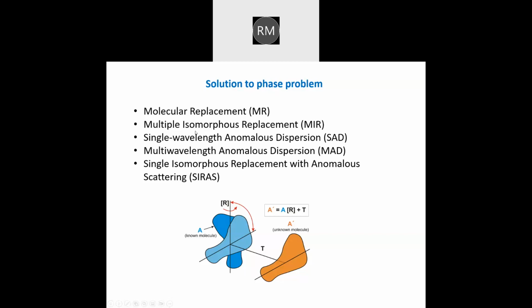Then there is multiple isomorphous replacement. Heavy atoms are soaked in and you get diffraction patterns. As a result, your diffraction pattern gets perturbed and you have a solution to the phase problem. These days, because of the synchrotron, you can do single wavelength and multi-wavelength anomalous dispersion. What it means is you can change the energy of the X-rays and as a result, you can get the diffraction solution to the phase problem.